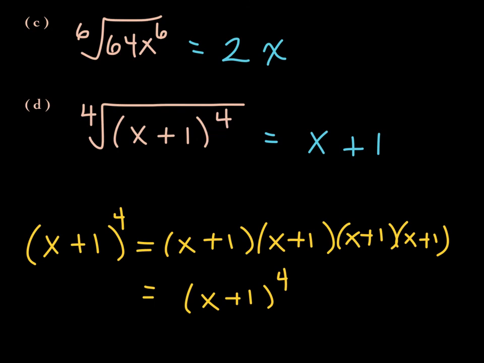Some folks would like to say this: the fourth root cancels out the fourth power. They are inverse operations, or opposite operations, so that all you're left with is this base x plus 1. And yes, that's true. You can do that.